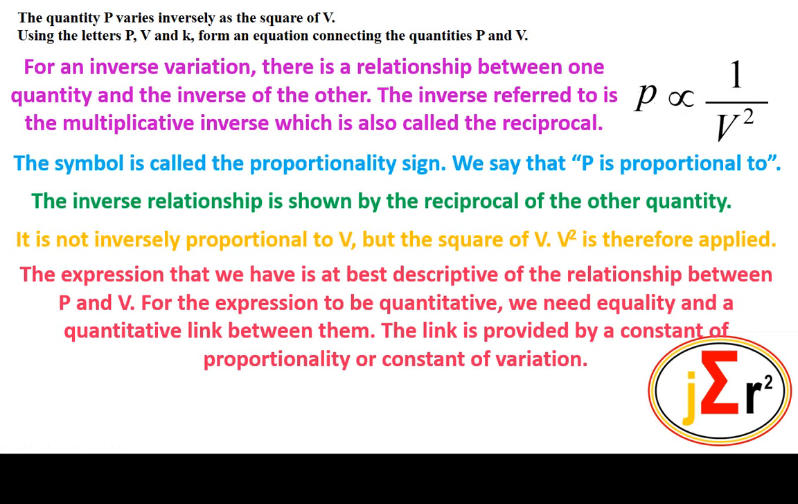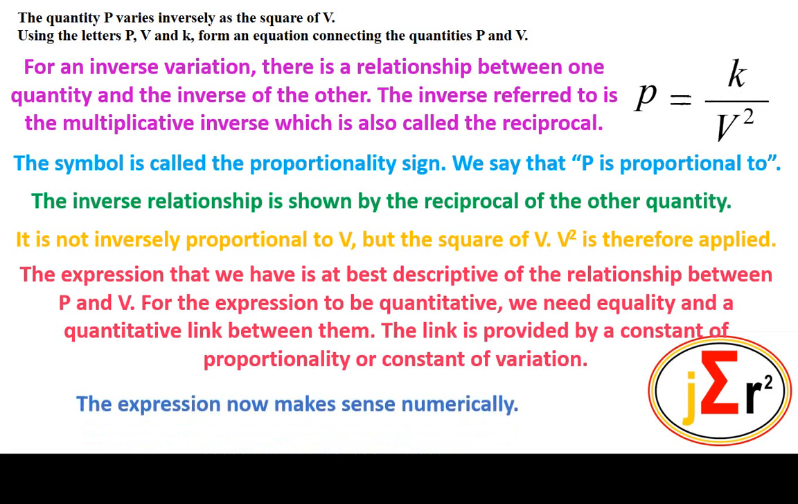So what we have there: we replace the proportionality sign with the equal sign, and also we ensure that there is a constant of proportionality. The expression now makes sense numerically. Here we are capable of finding values of P and corresponding values of V. But we will not be able to do that if we do not have a value for the constant of proportionality, which we will take a look at in another problem.